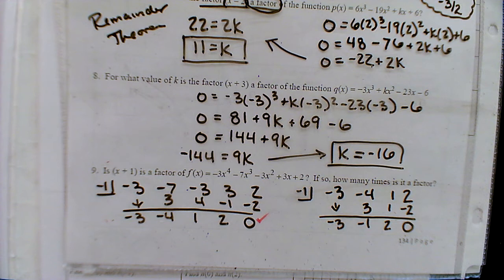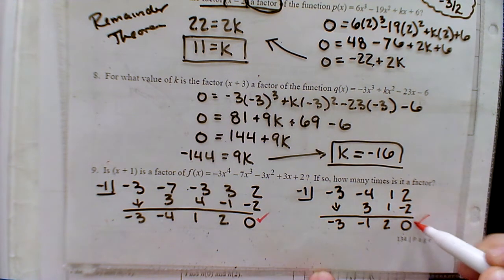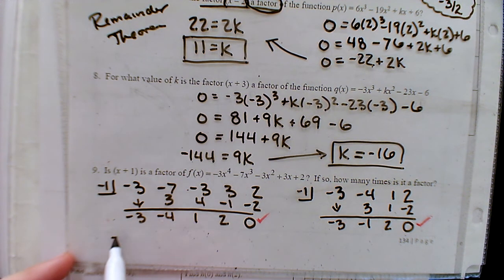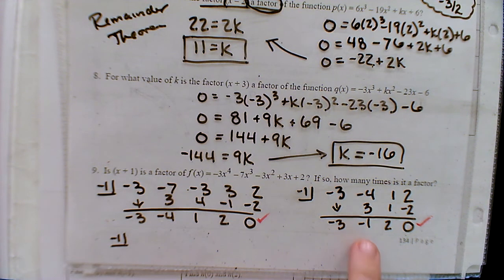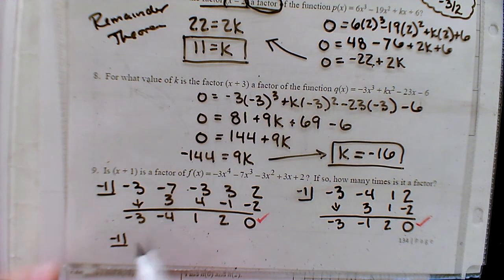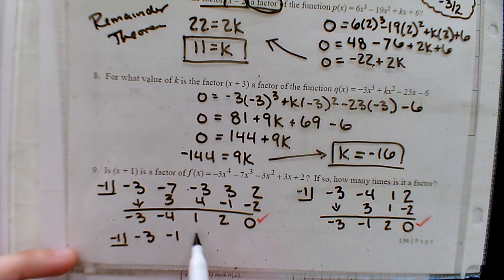Is x plus 1 a factor again? Yes, so it goes in evenly twice so far. Let's see if we can keep going. We're going to take the same little box number, and this time use the new coefficient values from the quotient. See if we can go another round.